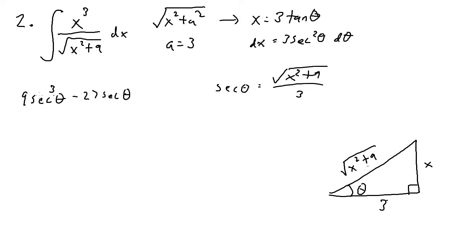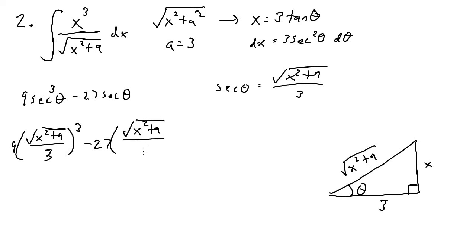So when I substitute that in for secant of theta, we'll get 9 times the square root of x squared plus 9 over 3, all to the power of 3, minus 27 times secant theta, once again, square root of x squared plus 9 over 3.